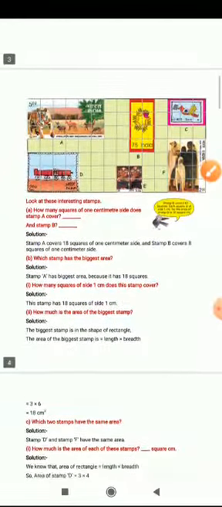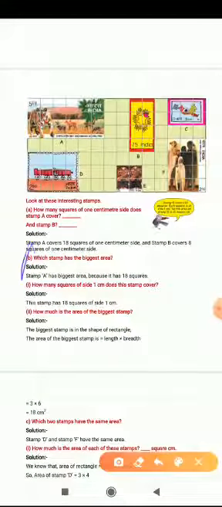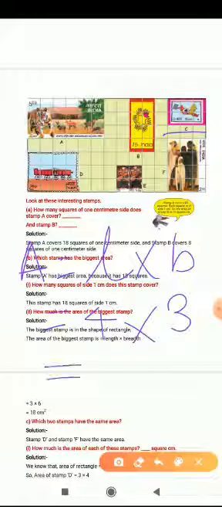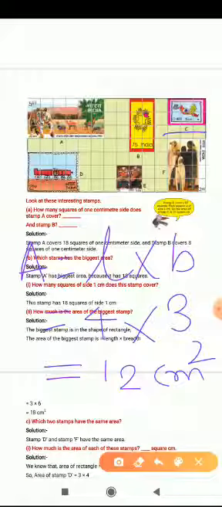So again I am writing the formula. Area is equal to L into B. We are finding for F. So let us focus on F. L is, in this vertical line, how many squares are there? 1, 2, 3, 4. So I am writing over here 4. And this horizontal line, breadth, is 3. So again 4 threes are 12. Okay, so both stamps D and F have the same area, that is 12 centimeter square.